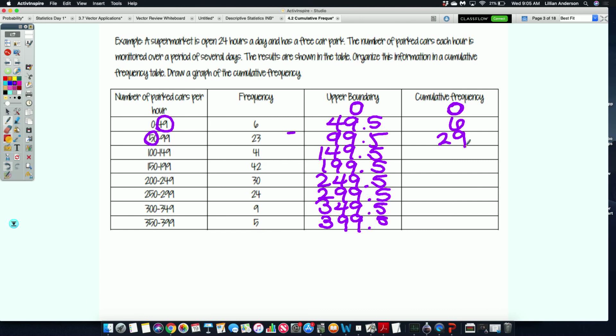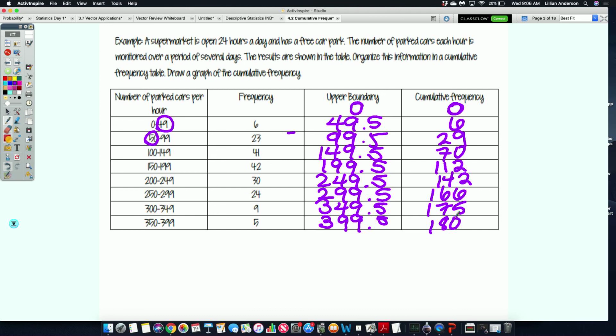29 plus 41 to get my next value. 70. 70 plus 42 to get my next value. 112. And I continue to do this throughout my table to get my cumulative frequency. What's 112 plus 30? 142. What's 142 plus 24? 166. What's 166 plus 9? 175. And what's 175 plus 5? 180. Okay?